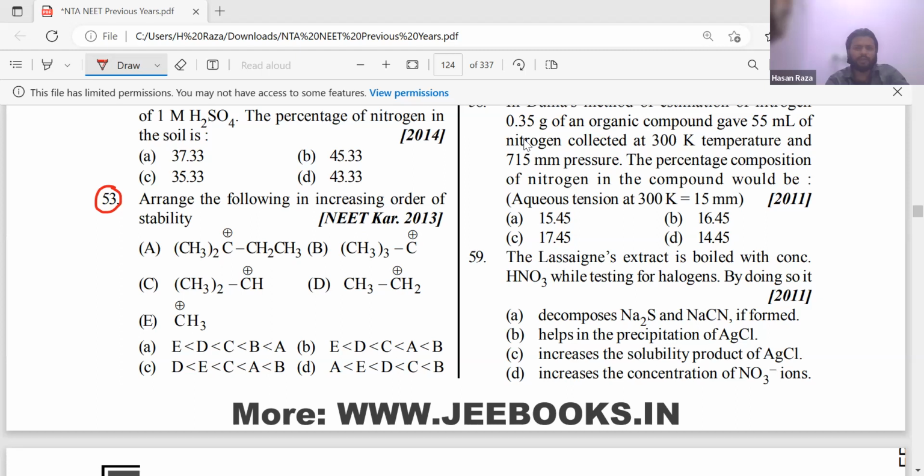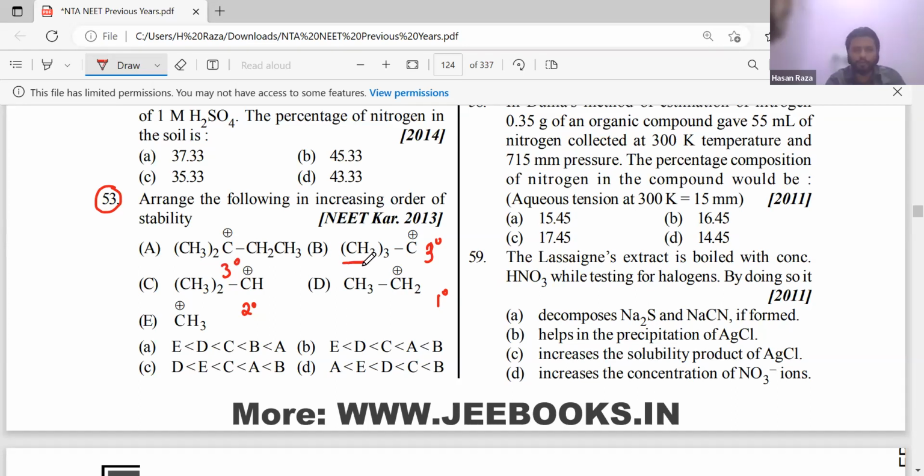B, who says it's B? Looking at this one, you can see this is 1 degree, this is also 1 degree. No, this is 3 degree, right? And then this is 1 degree, and this is 2 degree. And if you talk about this, then this is also 3 degree, right? But B will be the most stable.